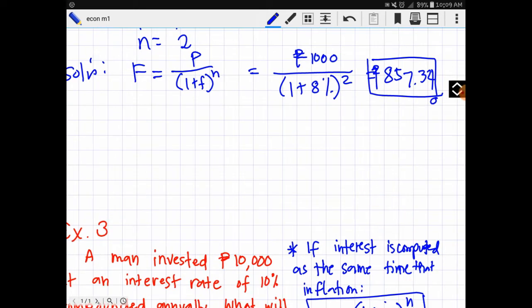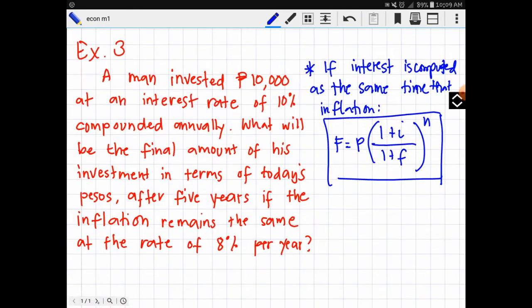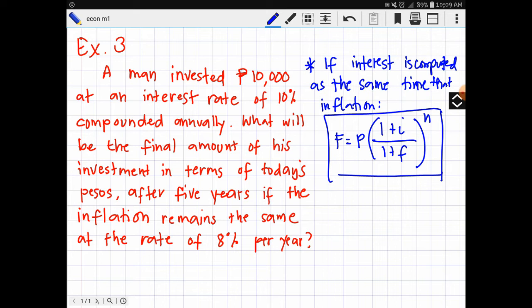Next. How about if the interest is computed at the same time with the inflation? So when there is interest and inflation, this is the formula we will use. F is equal to P multiplied by a numerator and a denominator. Our numerator is 1 plus I, which corresponds to the interest. And for the denominator, 1 plus F, which corresponds to the inflation. And of course, we raise it to the given time, or N.